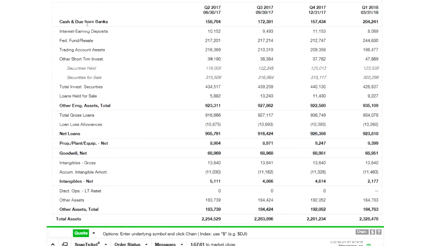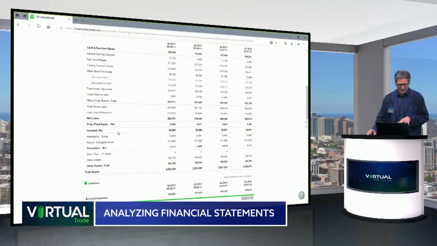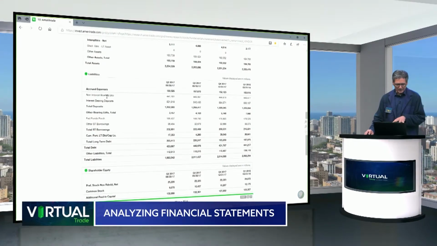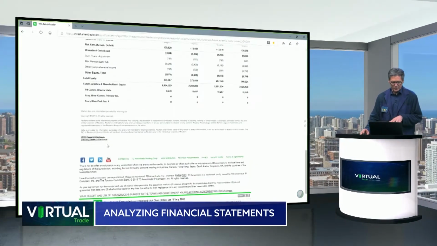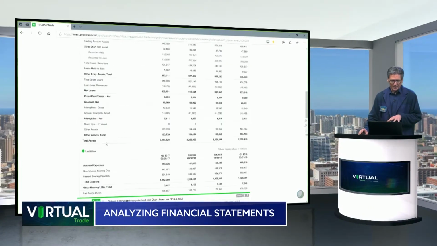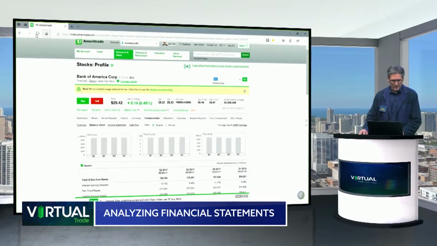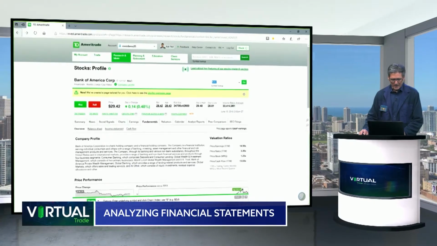Now we can really dig into cash due from banks, interest rate deposits, net loans, et cetera, et cetera. We can go down and look at liabilities. You know, that's money that's owed out, shareholder equity. There's a lot of good information that we can dig into here as well. Let's go back to the main page just by clicking on the back button.